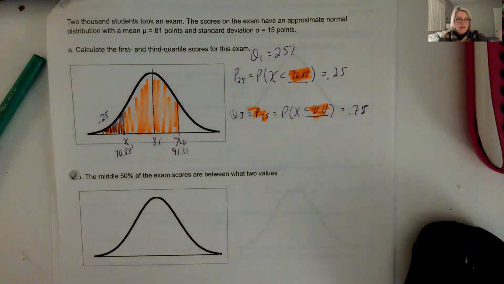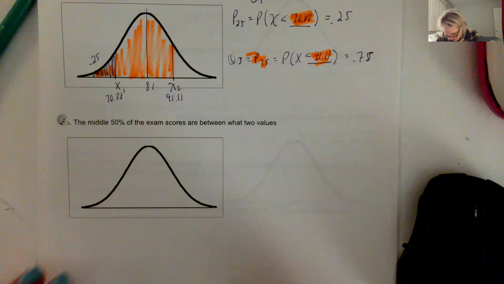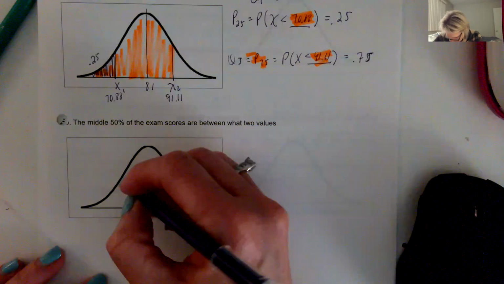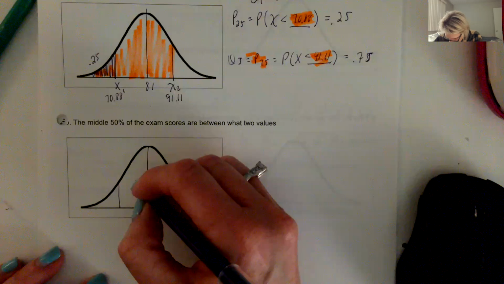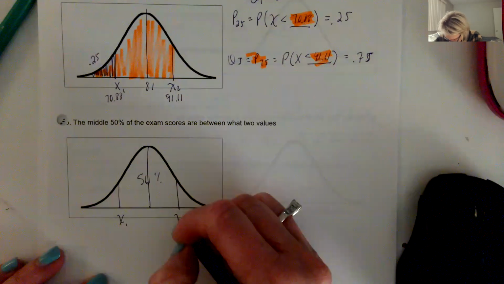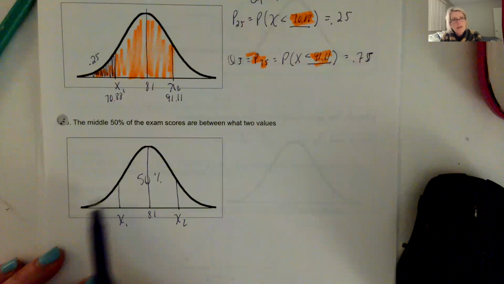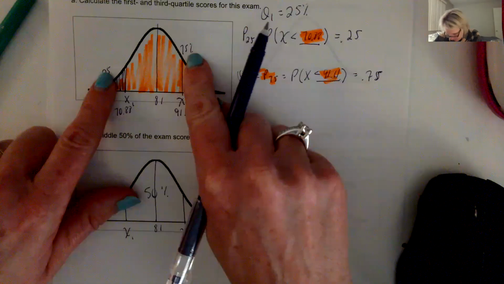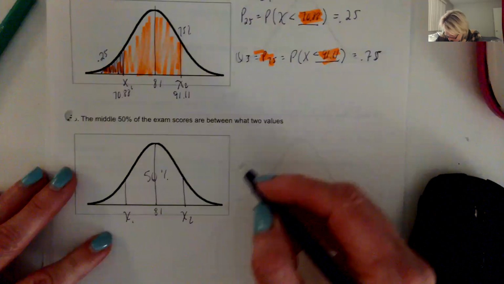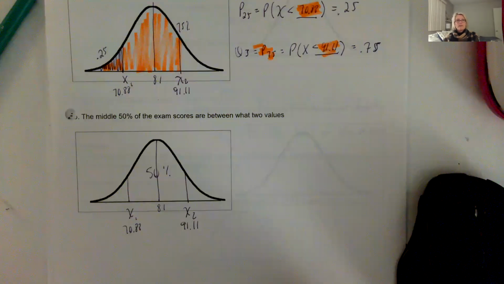Now, the middle 50% of the exam scores are between what two values? So we want to know the middle 50%. We want to know what values X1 and X2 will give me that with the mean of 81. Well, we already know 25% is this way, and this was 75%. So that means this orange, this difference here is the 50%. So it's just these values that we just came up with. So it's the 70.88 and the 91.11. That is our middle 50%, which was kind of cool.